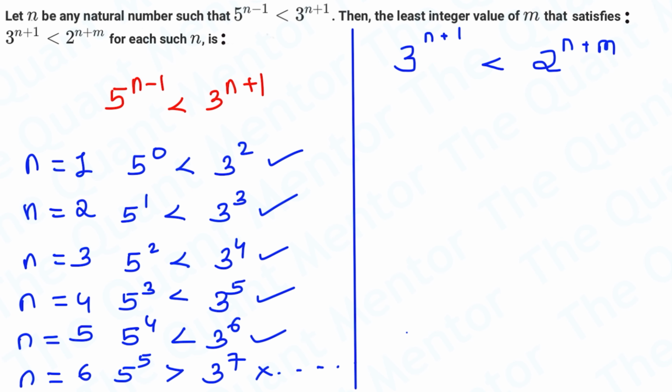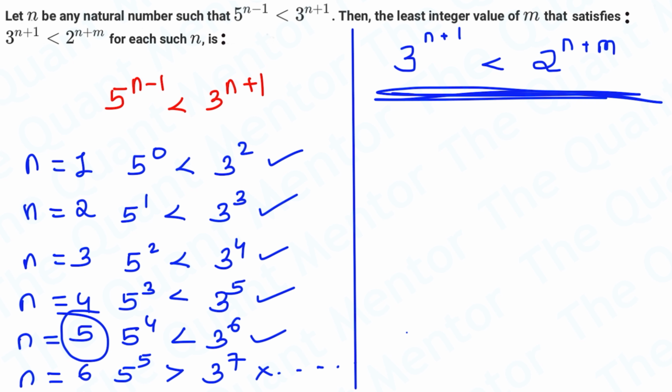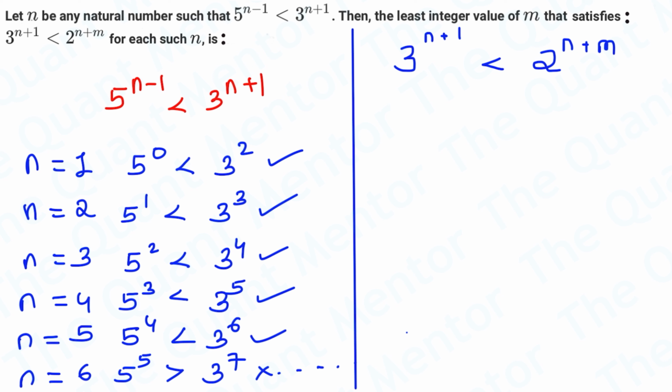Now the second expression is 3^(n+1) should be less than 2^(n+m). Right? Now in this, I want the least value of m that satisfies this given relation. Now, I've already found the values of n as 1, 2, 3, 4, 5. The highest value of n is 5, right guys? So if I satisfy this condition for n equal to 5, automatically all the other conditions will get satisfied. Let's put n equal to 5. The left hand side becomes 3^(5+1), that is 3^6. Your right hand side would be 2^(5+m).